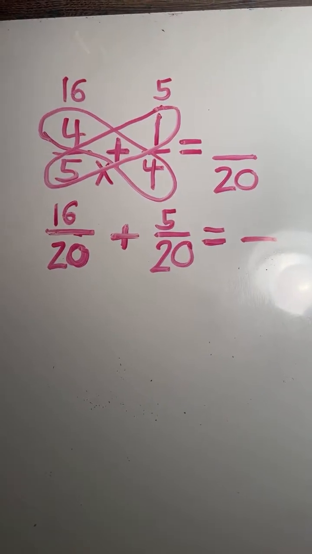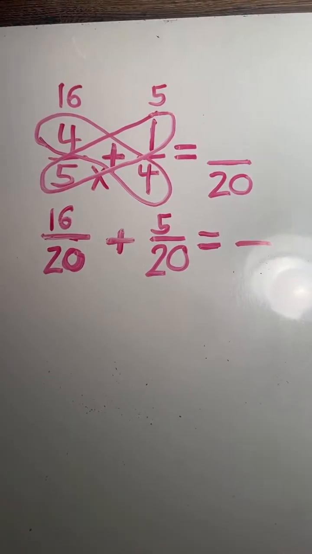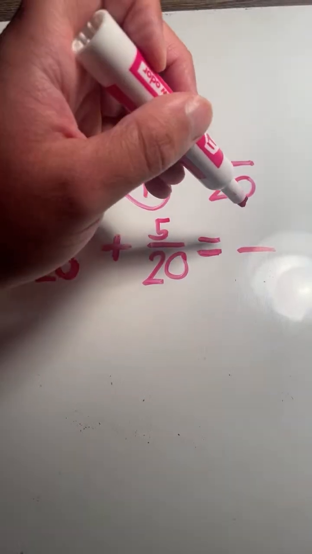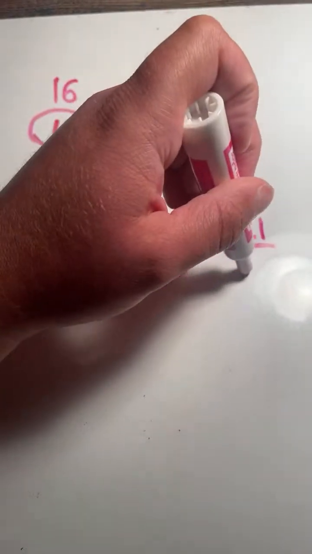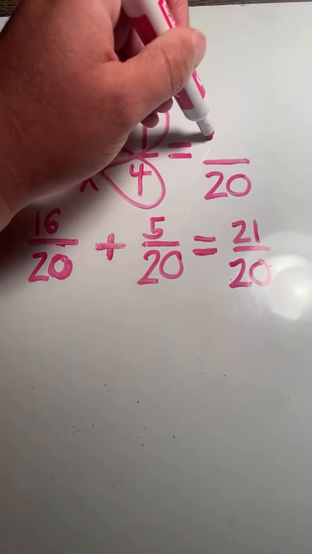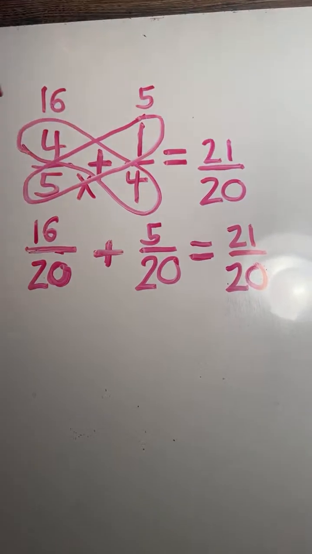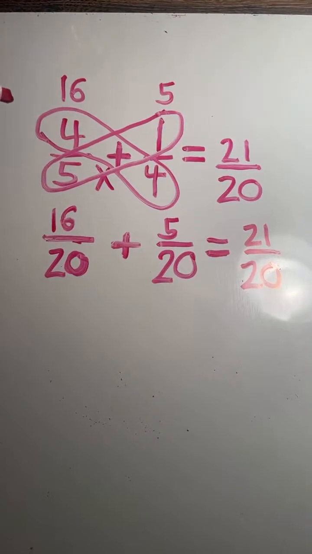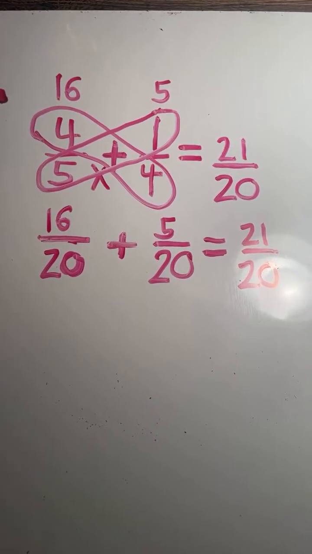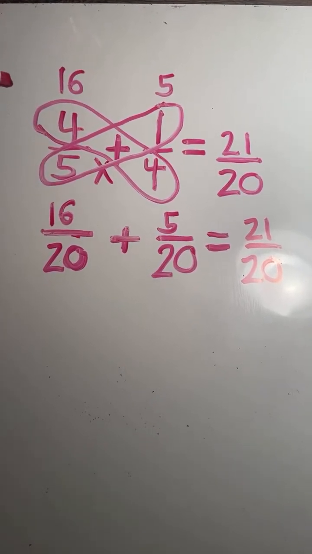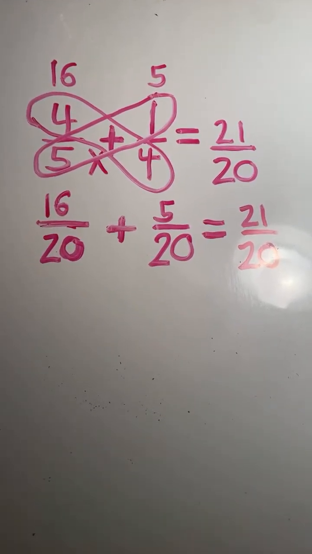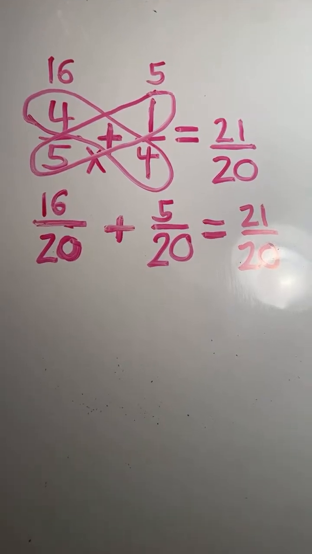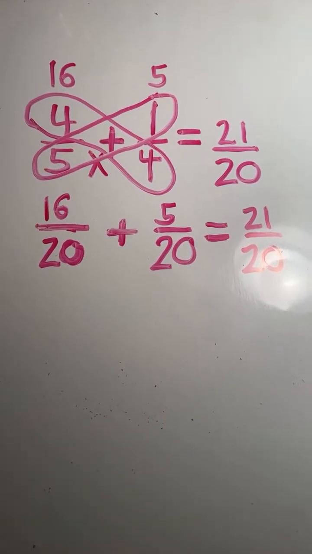All right, 16/20 plus 5/20. 16 plus 5 equals 21. Now that we have a common denominator, it will stay the same. So we have our answer, and it is an improper fraction. 4/5 plus 1/4 equals 21/20. Improper fractions can be converted to mixed numbers, but that'll be for another live stream also.